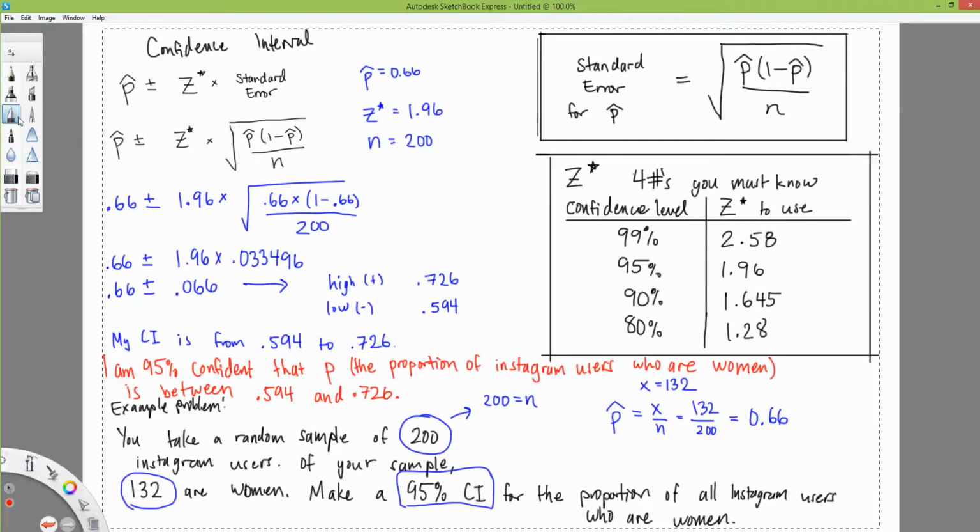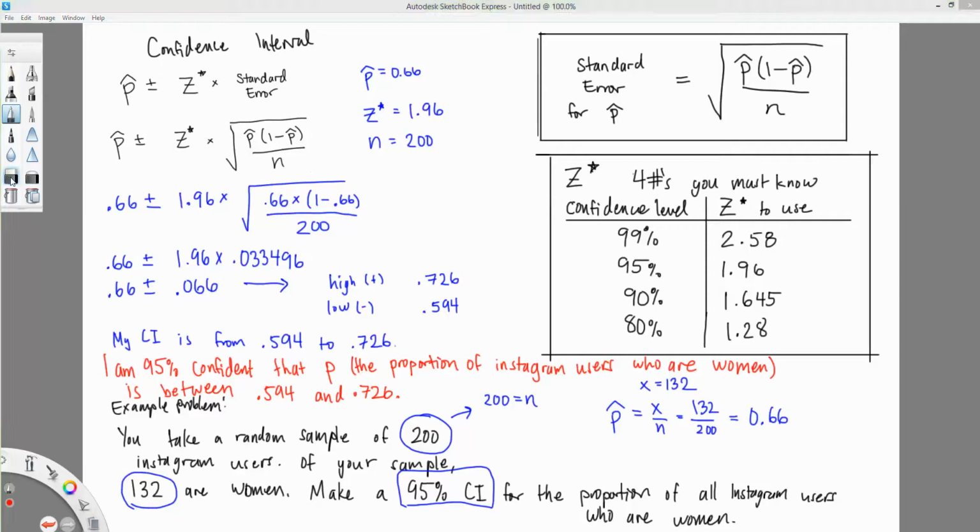Let's say I decide to make a 99% confidence interval. The only thing changing is that now I'm doing 99% confidence. So what happens now? Z is not 1.96. Z is going to be 2.58. Does anything else change? p hat is still 0.66. n is still 200. So this standard error part, 0.66 times 1 minus 0.66 over 200, does that change at all? No. This is exactly the same. So we still have 0.033496 right there.